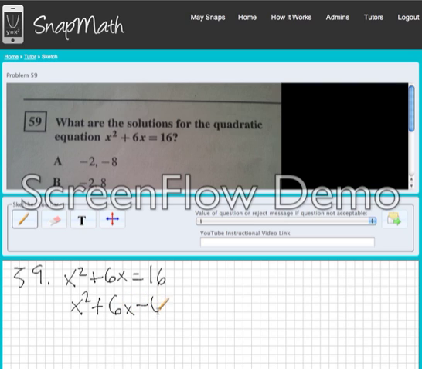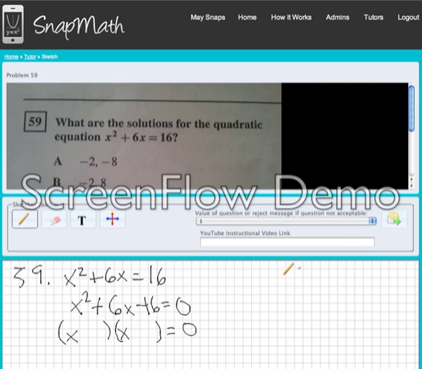So we get minus 16 is equal to 0. And then from there, what you want to do is factor this equation. So we're going to factor this equation, which means there's going to be two littler equations or things, a variable plus or minus a constant in each one of these. So we're going to put an x here and an x here.